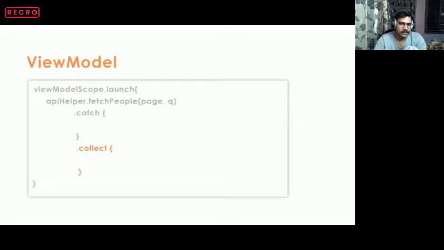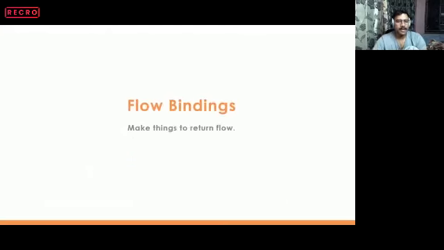Just to give you an overview again, a basic recap: we first launched that function inside a scope, which was the view model scope, correct? Inside that, we used our API helper dot fetch people function, and then we put two things, catch and collect. Inside catch, we handle the error block where we get some sort of exceptions, and we use the collect block where the successful responses come. That's it.